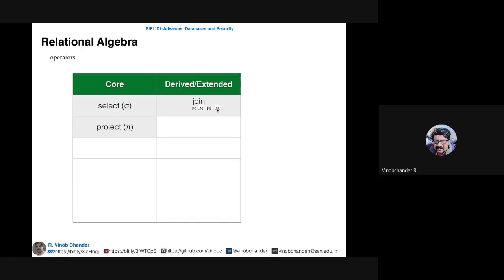And then in the core operators, you have got the project operator, which is denoted using the pi symbol. And then in derived, you have got the intersection operator available, using this particular symbol, inverted U. And then the union operator is a core operator specified by U. And then you have a derived division operator, and a difference operator specified using this symbol. All right, so these are the basic operators that you make use of in relational algebra.